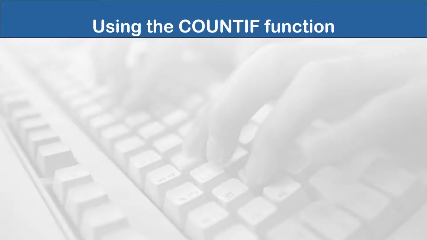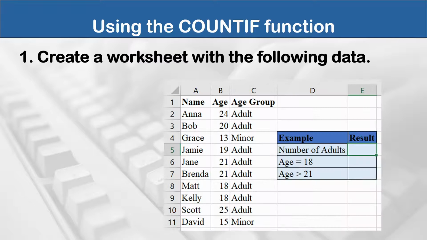Now students, to use the Countif function, perform the following steps. First, create a worksheet with the following data. The worksheet contains a list of 10 persons and their age group has already been calculated. Now we are going to calculate the number of adults in the list. The result will be displayed in cell E5. So we select cell E5.